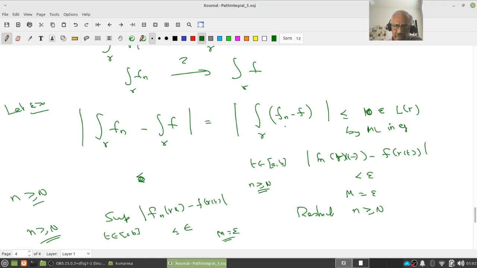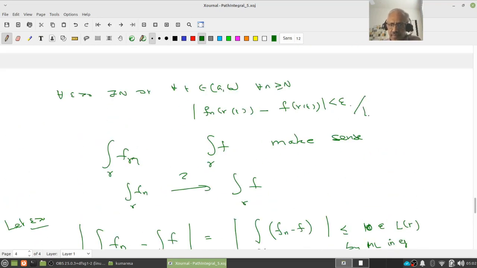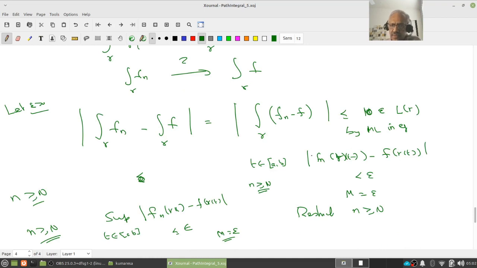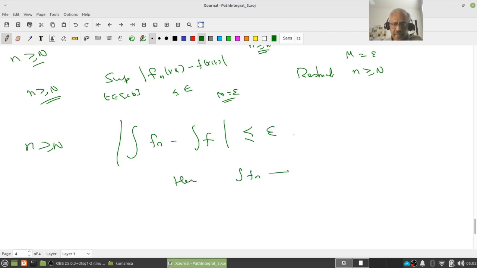Therefore, by the ML inequality, this is going to be less than or equal to epsilon times the length of gamma. But remember, the length of gamma is a finite number. If you wanted, I could also have taken epsilon divided by the length of gamma. Then I would have got epsilon. So we have proved if n is greater than or equal to capital N, the modulus of the integral of fn minus the integral of f is less than or equal to epsilon. Hence, the integral of fn converges to the integral of f.